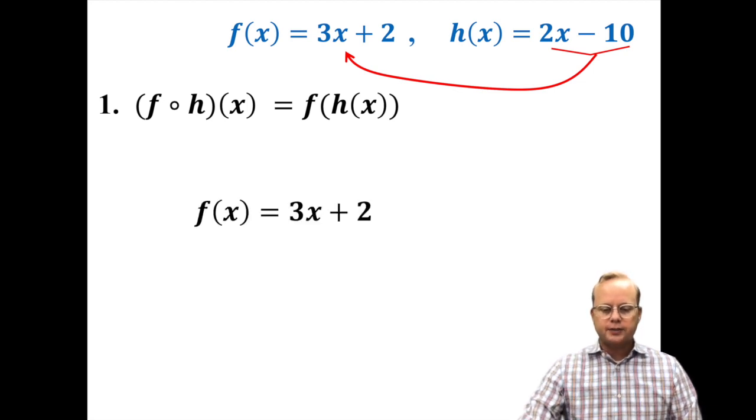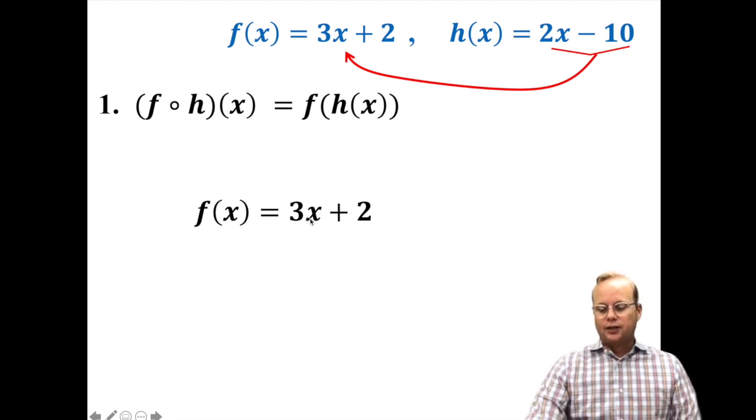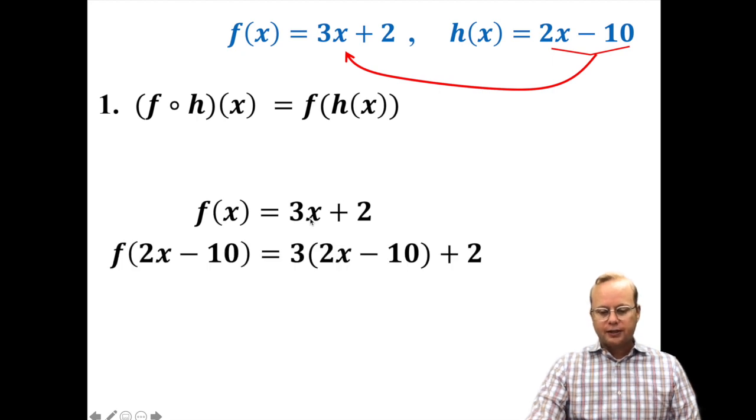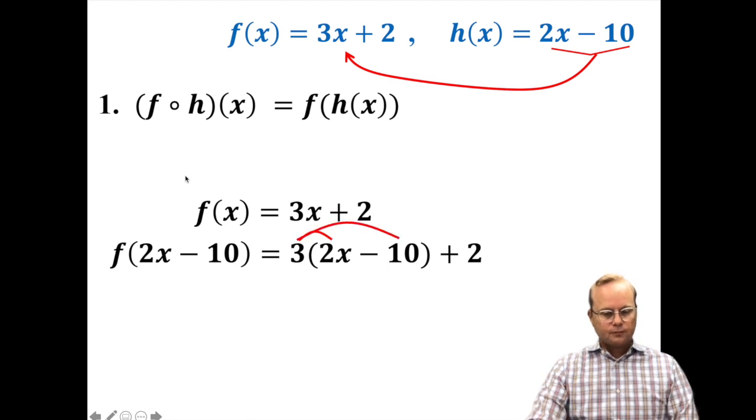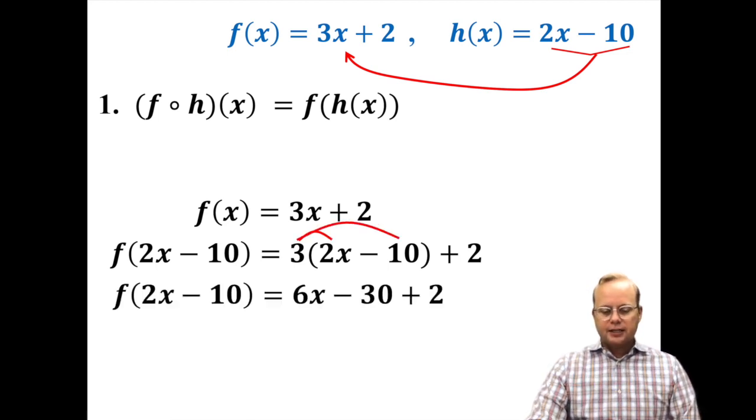Okay, so originally it was f of x is 3x plus 2, but now I'm going to take this whole thing, 2x minus 10, and plug that whole quantity right here for x. Okay, so let's do that. Notice how it's 3 times the quantity x. So now it's 3 times the quantity 2x minus 10. So that means I'm going to have to distribute this 3 to everything inside. Let's do that now. That 3 to everything inside gives me 6x minus 30.